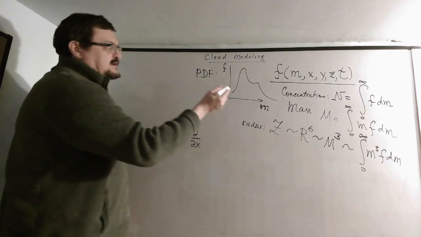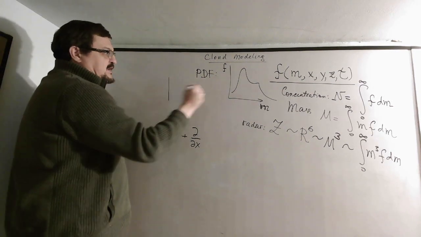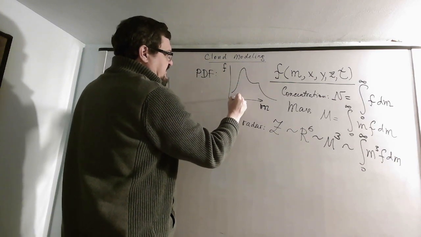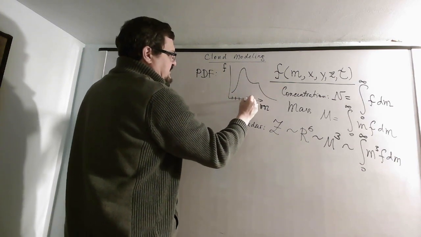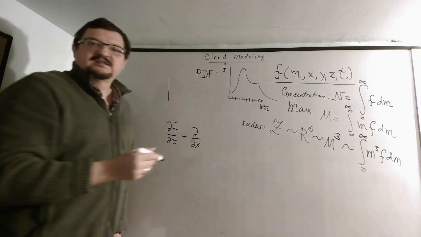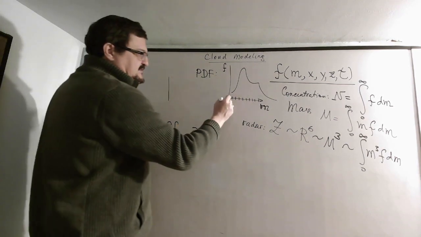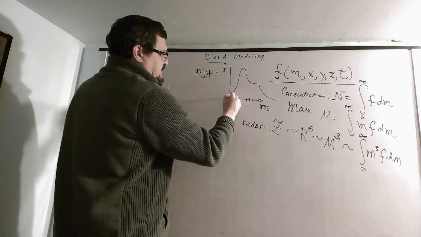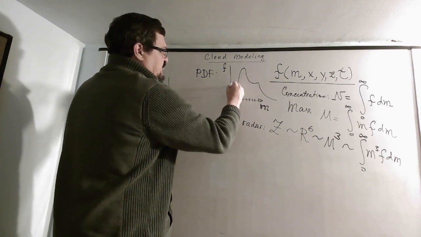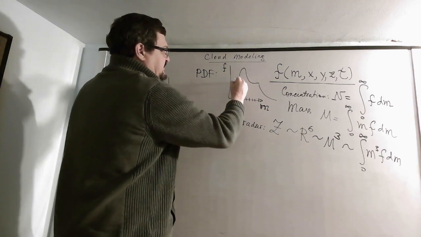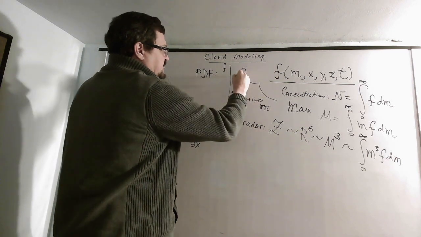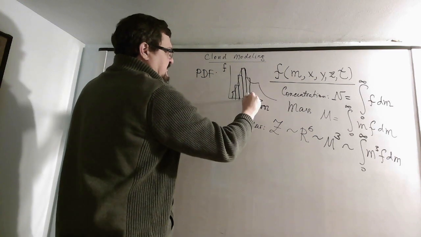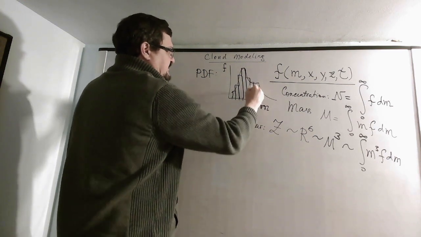So first of all, numerically, what you have to do is replace this distribution by bins. You divide your mass space into maybe equally or logarithmically spaced bins, hence the name bin microphysics. And you basically replace your continuous PDF with a histogram PDF. So your PDF becomes something like that.